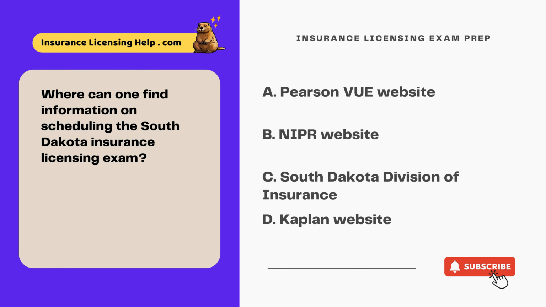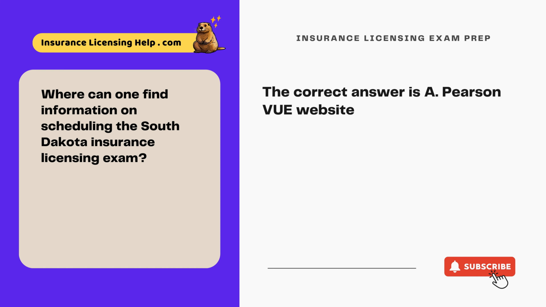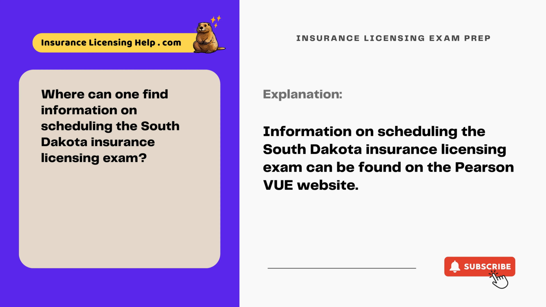Where can one find information on scheduling the South Dakota Insurance Licensing Exam? A. Pearson VUE website. B. NIPR website. C. South Dakota Division of Insurance. D. Kaplan website. The correct answer is A. Pearson VUE website. Information on scheduling the South Dakota Insurance Licensing Exam can be found on the Pearson VUE website.